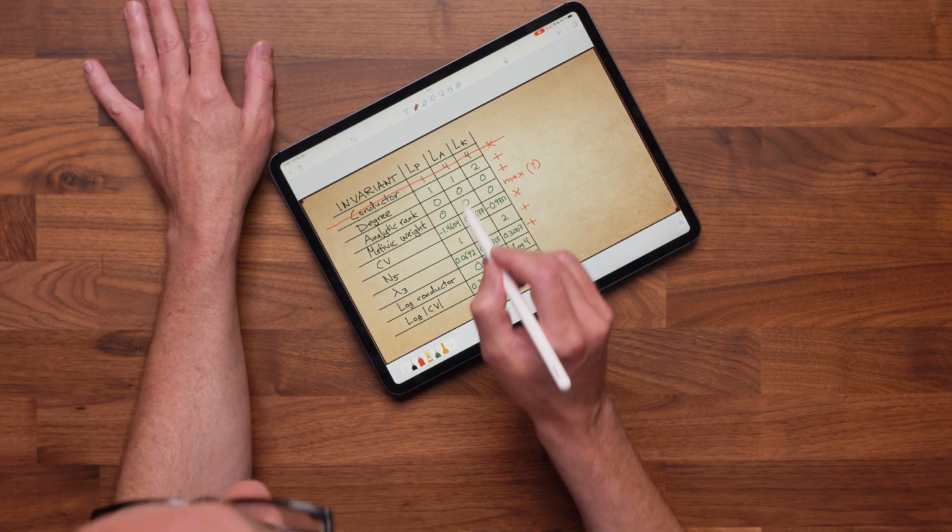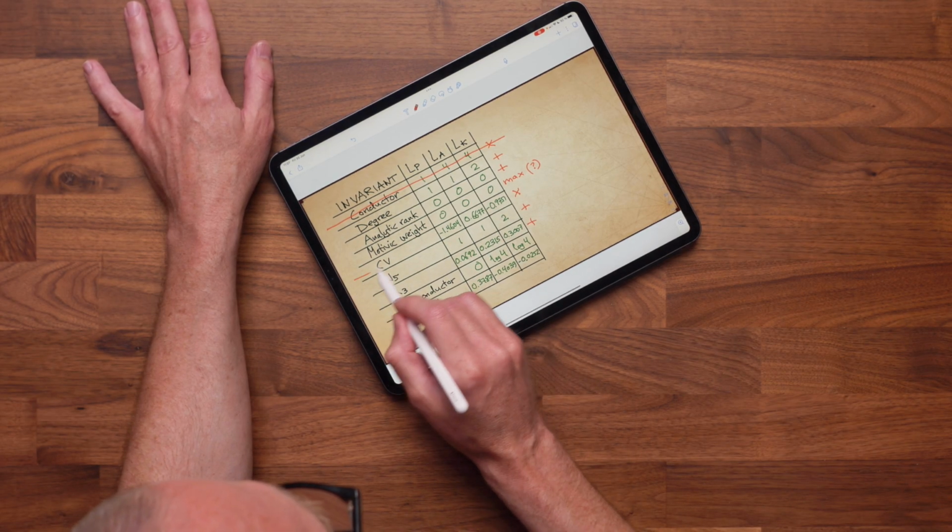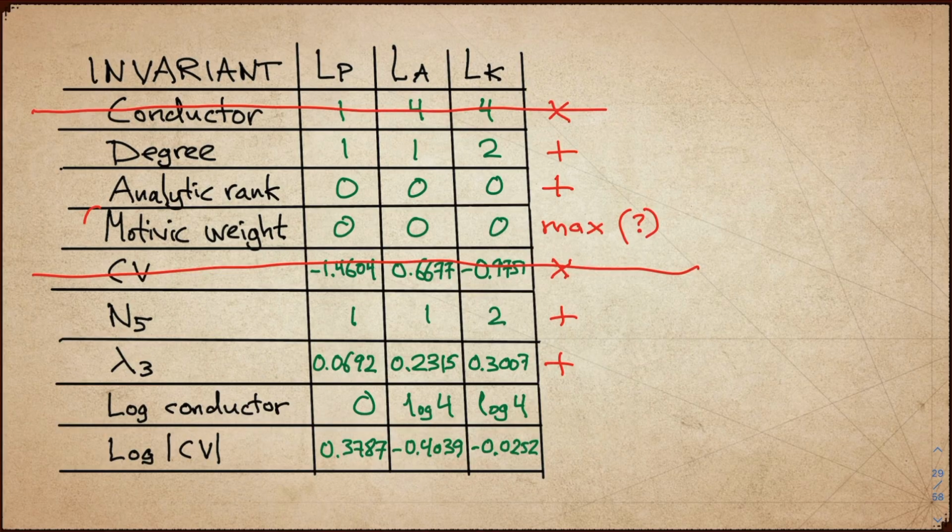The motivic weight cannot be saved. There is no function like log transforming max into addition. To summarize, if we drop these two and keep the motivic weight as a weird exception, we now have a beautiful table of invariants that are additive.